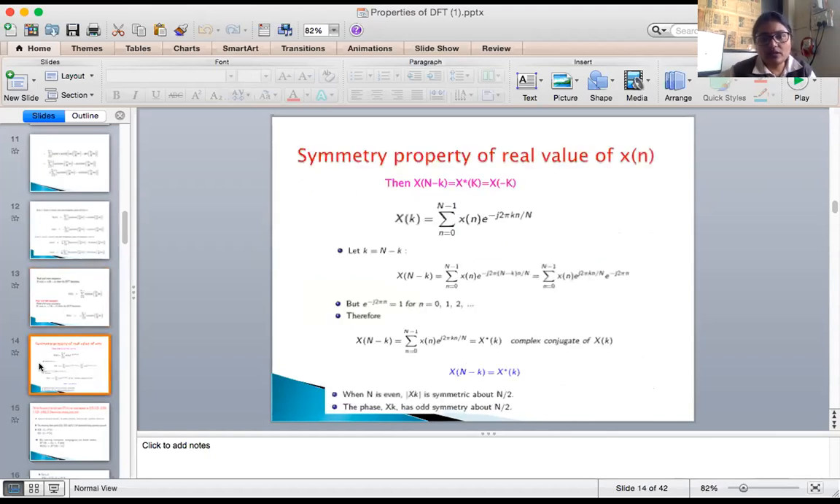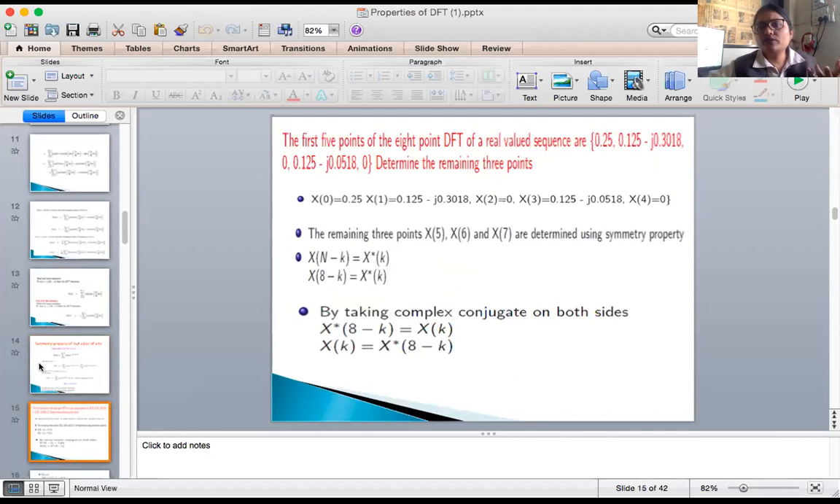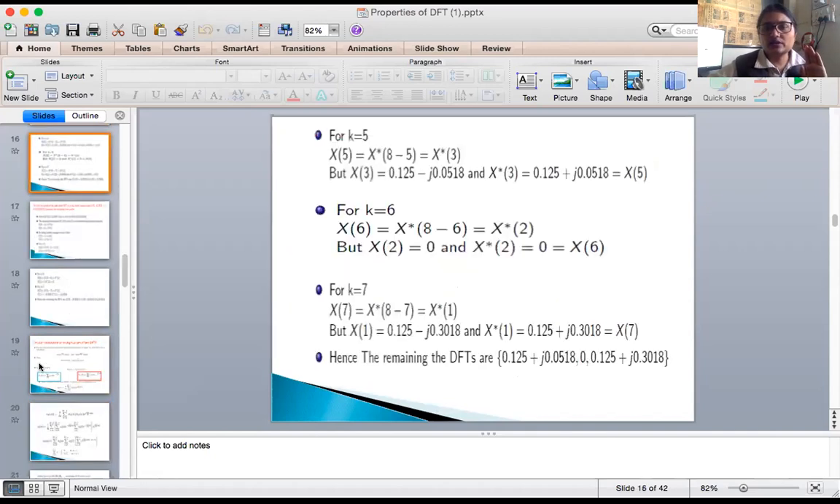This we have studied. Then followed by the real valued sequence we have considered. If I take a real valued sequence as an input, then the corresponding DFT values are complex conjugates of each other. With the use of this property, we have solved the problem. The first 5 points are given and the remaining 3 points are calculated by using the real valued DFT property, right? These are the things we have studied in the earlier lecture.